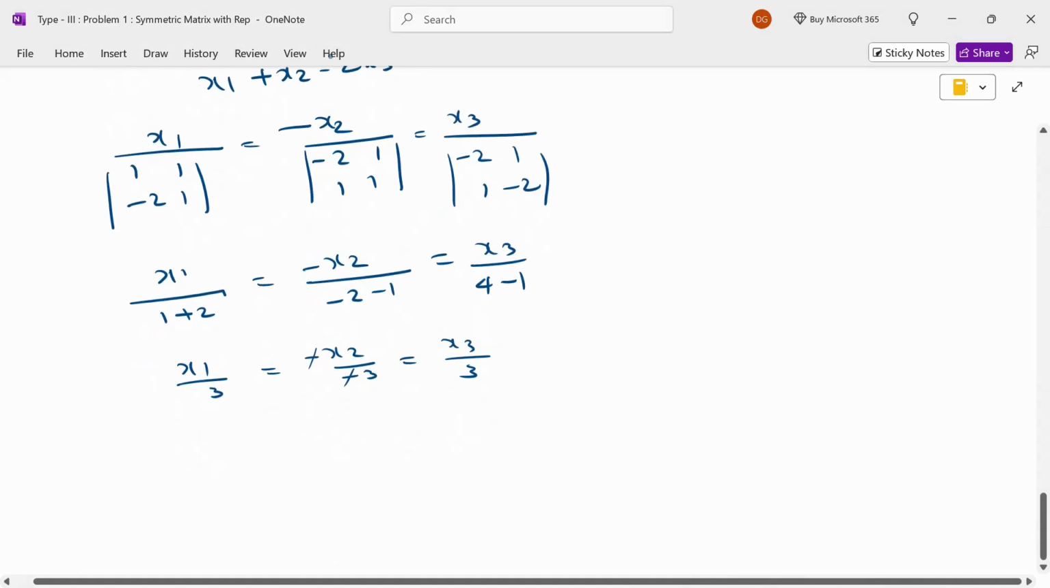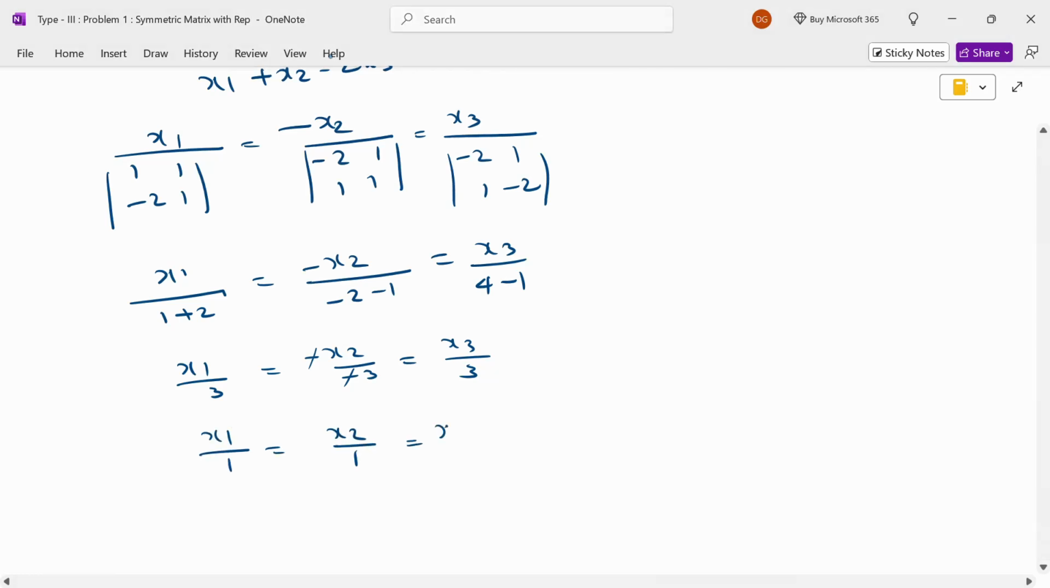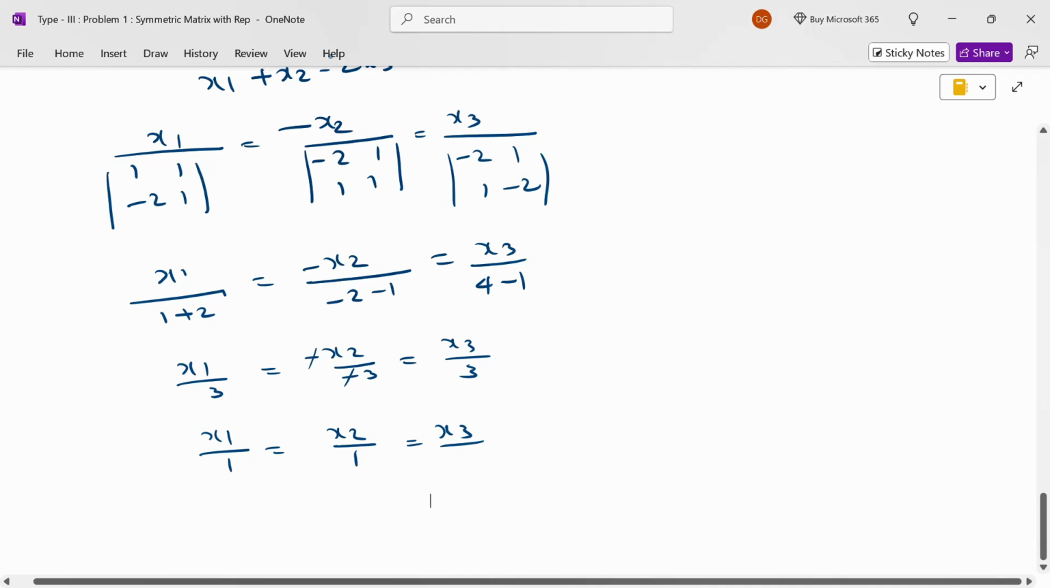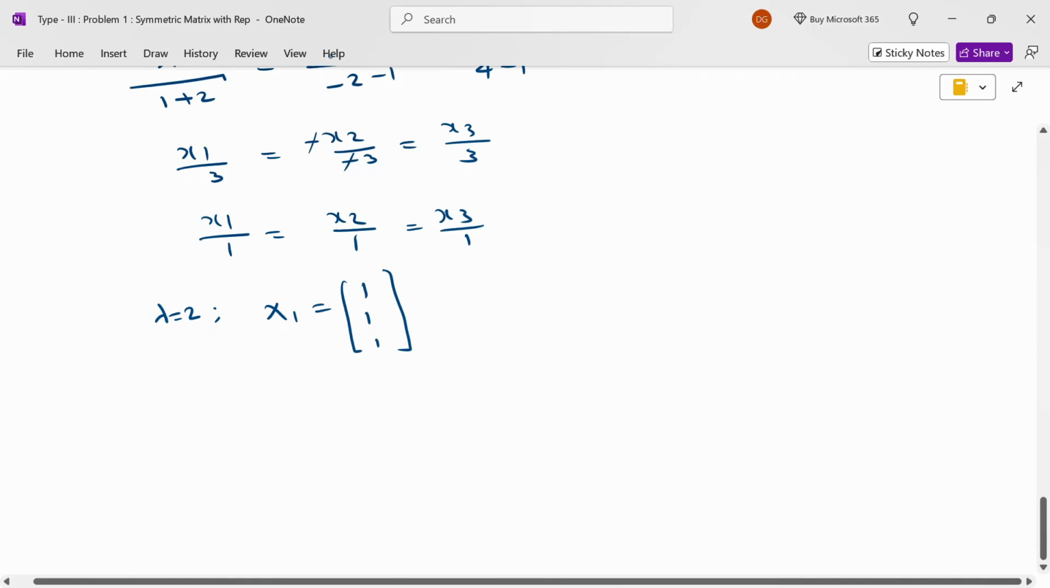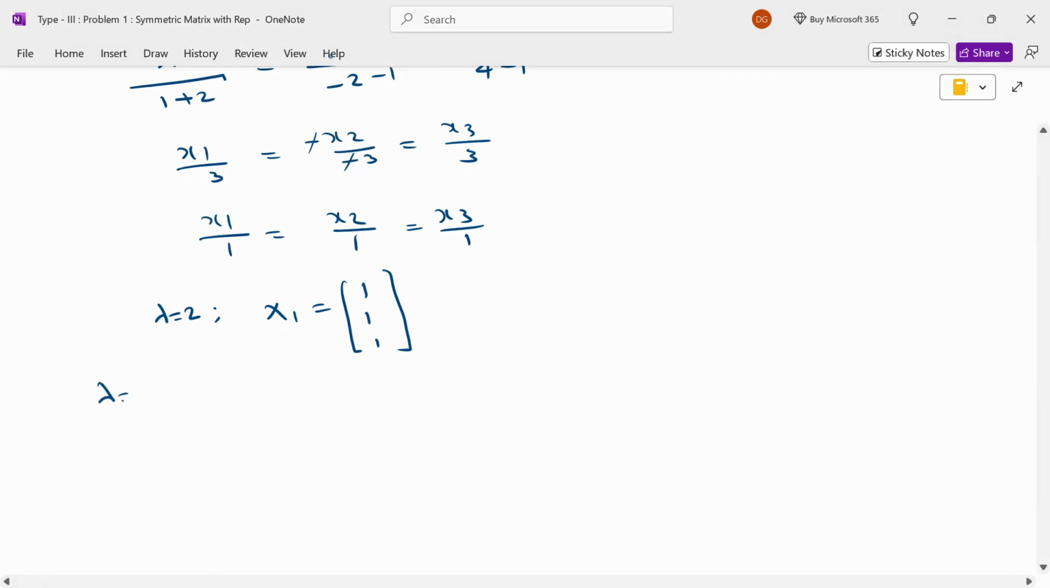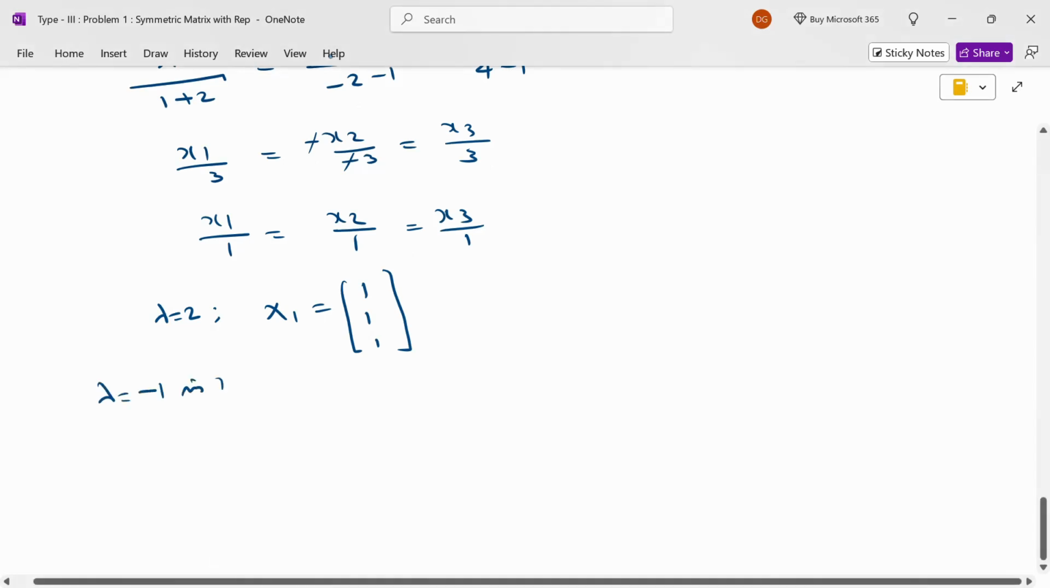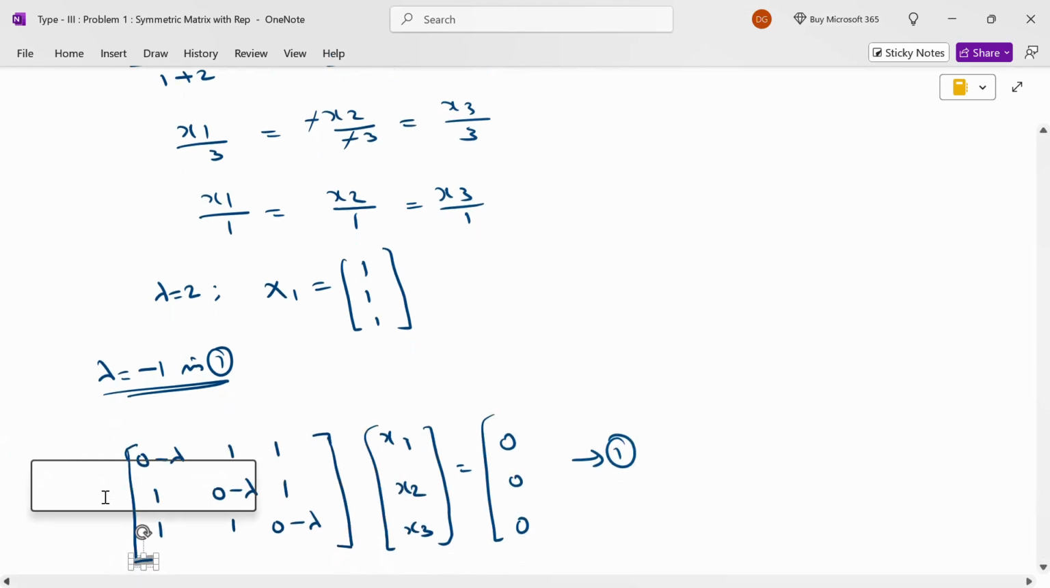Now to remove this 3, it's a common factor, the common divisor 3. To reduce this to 1, 1. If you do not remove it, continue with 3, not wrong. So this is the first eigenvector, 1, 1, 1. When lambda is 2, the eigenvector is 1, 1, 1. And then lambda is minus 1 in equation number 1. So therefore I'll take this equation.